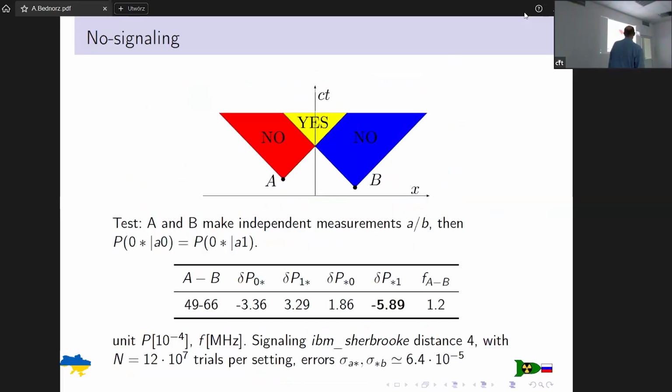and you make a very, very long experiment, 120 millions of trials per setting. So you need a different setting. We didn't make any penalties. We simply measured A and B. And you can find this violation that it's maybe not 10 standard deviations, but it's definitely above 5. Here is the error. So again, there is some problem.